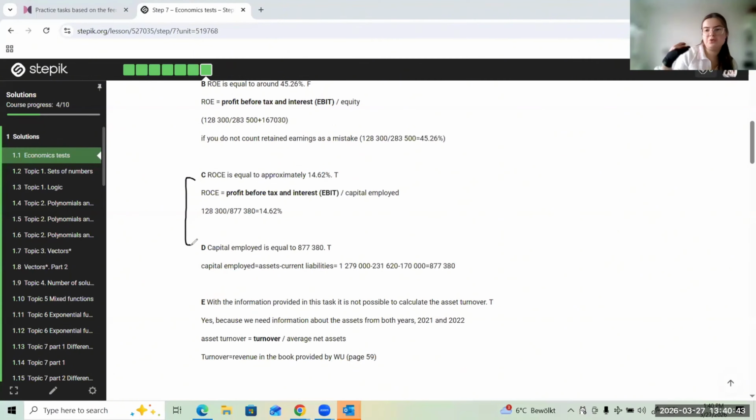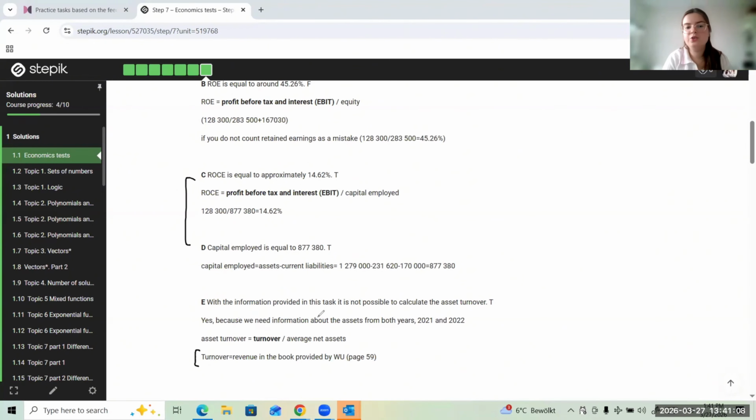Then the last one. So here's some more theoretical question. With the information that you have here in this task, it is not possible to calculate the asset turnover. Also, fun fact, sometimes the book has words that are not explicitly defined, but if you scroll through the book and try to match the numbers from the examples and from the financial statements, you will see that when they mention turnover in the book, they are referring to the revenue. And here's the page that you can look it up.